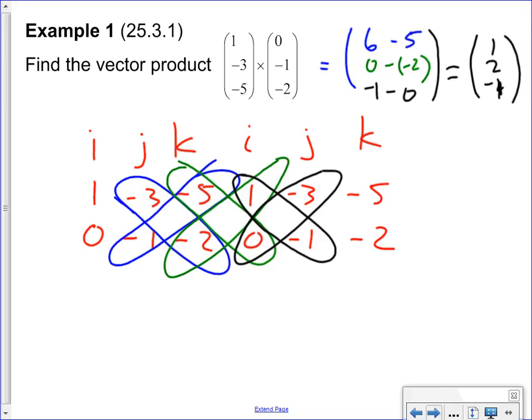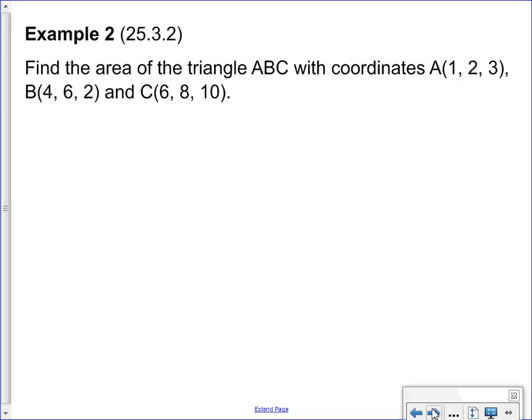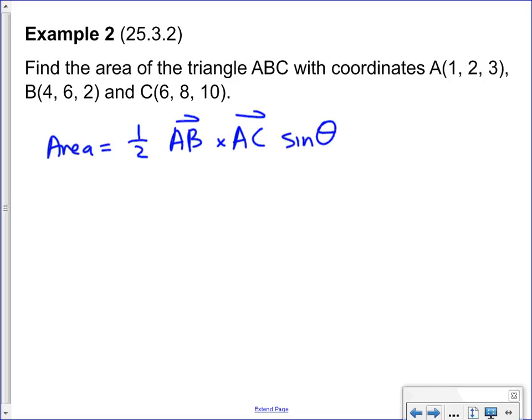The following formula is also in your formula book, finding the area of a triangle. You should remember a little bit from math analysis. The area of a triangle is equal to half side side sine theta. So one of the sides would be AB and the other AC, and then sine theta, which is the same thing as 1/2 the magnitude of AB cross AC. So we just find the cross product of AB and AC, find the magnitude, and take half of that.